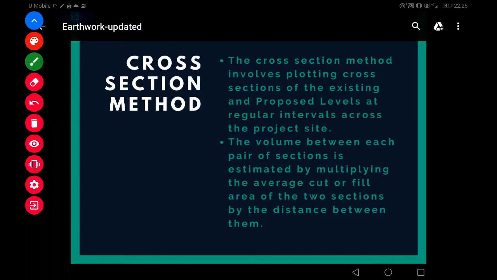The cross-section method involves plotting cross-sections of the existing and proposed level at regular intervals across the project site. The volume between each pair of sections is estimated by multiplying the average cut or fill area of the two sections by the distance between them.